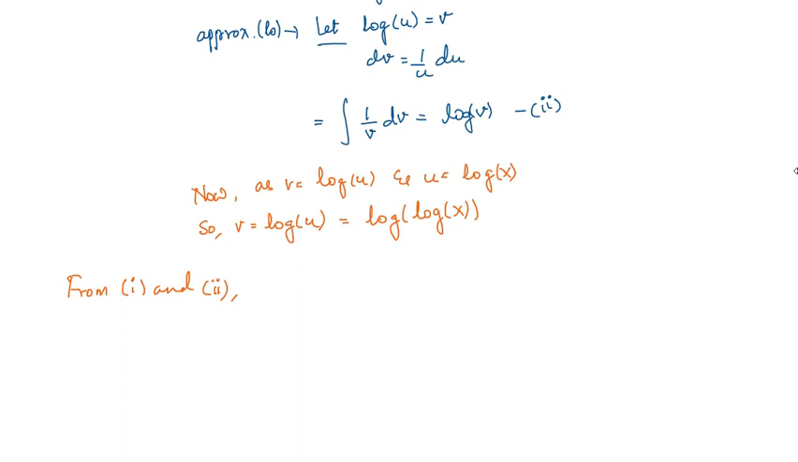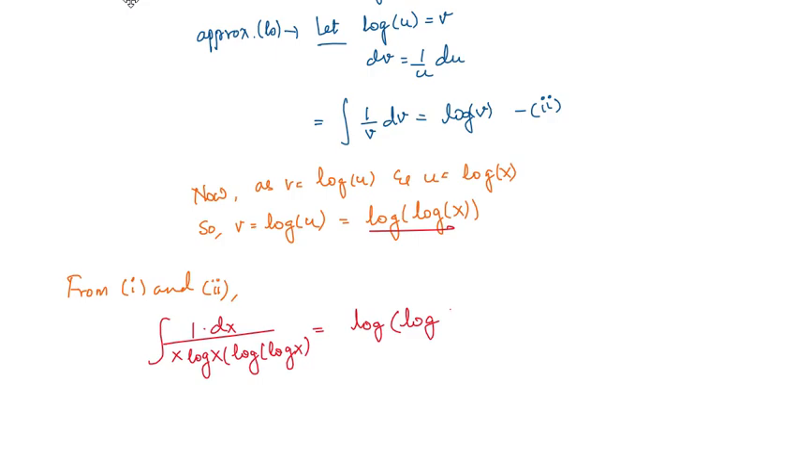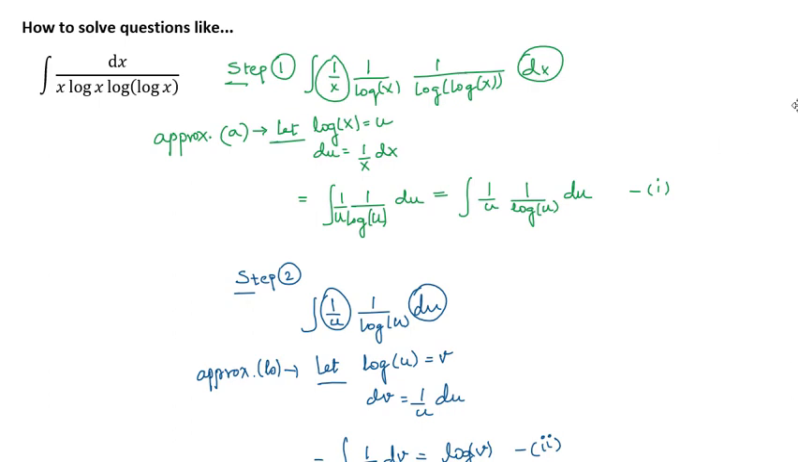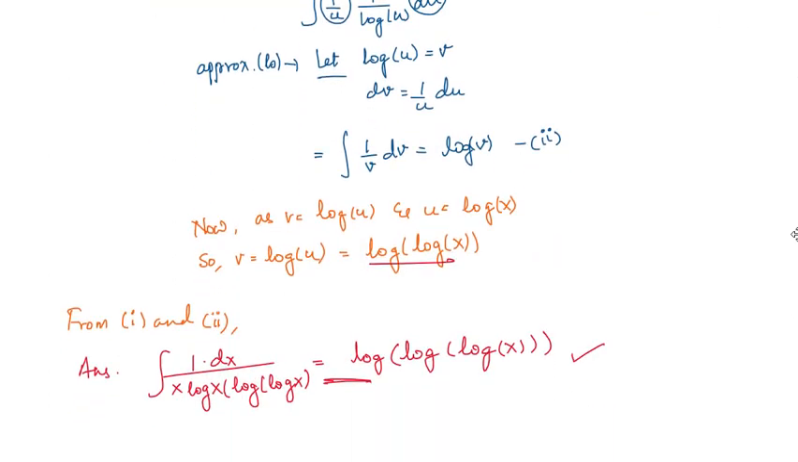So the integration of 1 over x log x times log of x dx will be log of v. So let's substitute the value of v. Log of v is equal to log of log x, right? So this is the solution to this question and it checks with the answer given. So the value of the integral of 1 over x log x log of x is equal to log of log x plus c.